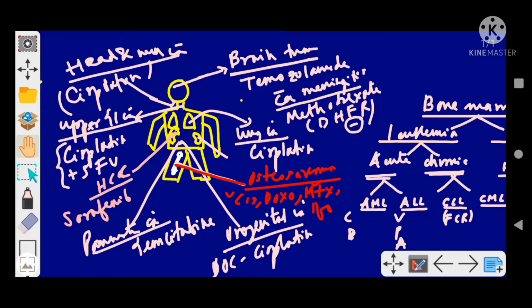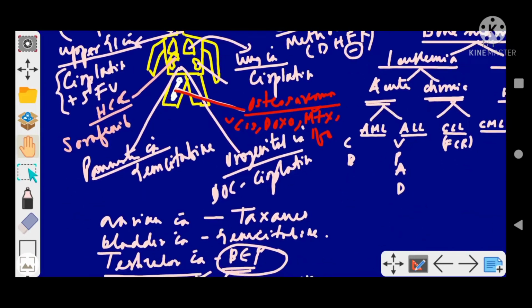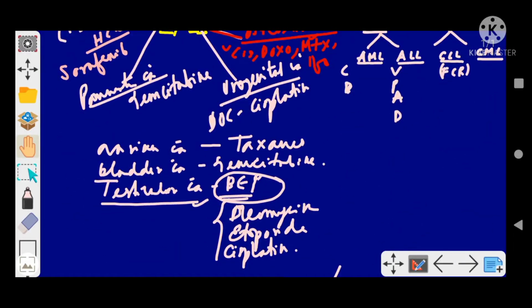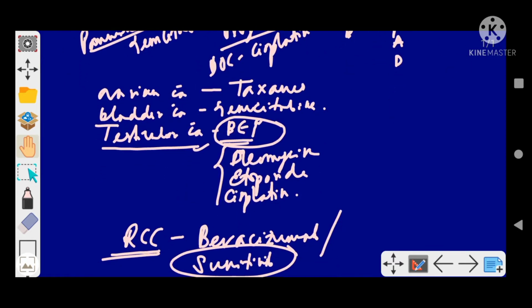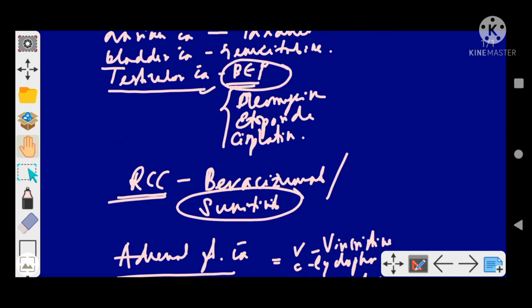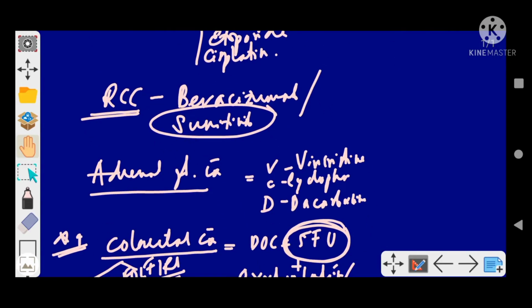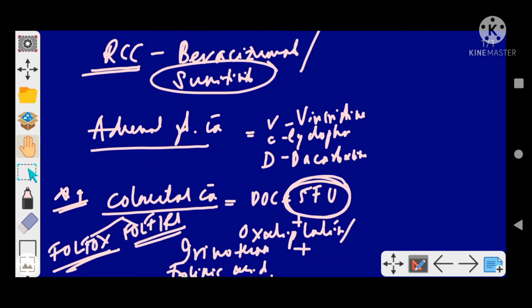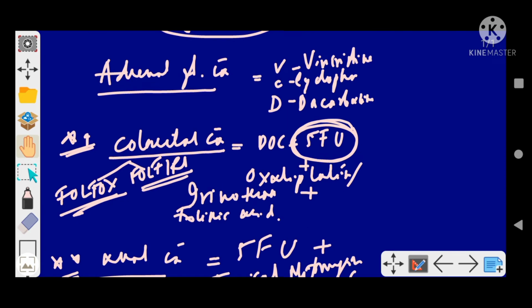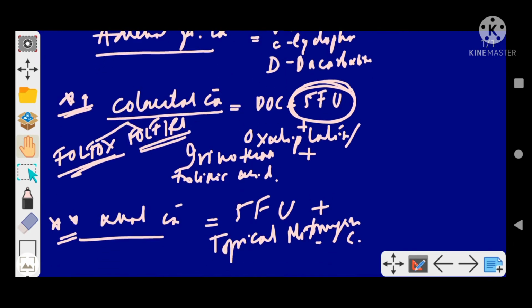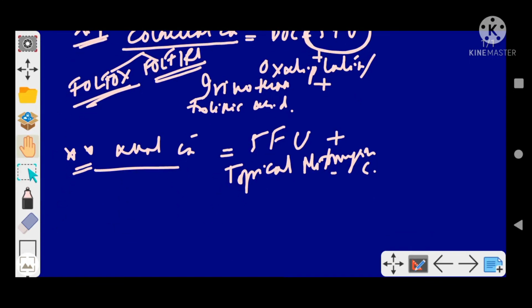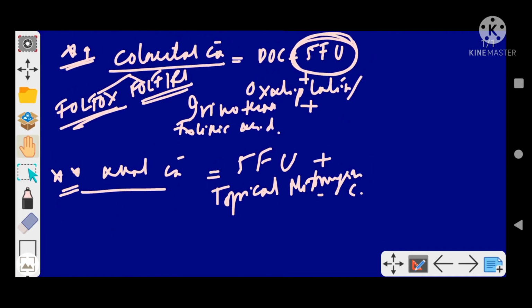For urogenital, it's cisplatin. For ovarian, taxanes; bladder, gemcitabine. Testicular CA, it is BEP: bleomycin, etoposide, and cisplatin. For RCC, it is bevacizumab or sunitinib. For adrenal gland, it is the VCD regimen, right? Vincristine, cyclophosphamide, dacarbazine. For colorectal CA, it is 5-fluorouracil plus oxaliplatin or irinotecan plus folinic acid, which is the FOLFOX or FOLFIRI regimen, right? For anal CA, it is 5-fluorouracil plus topical mitomycin C.